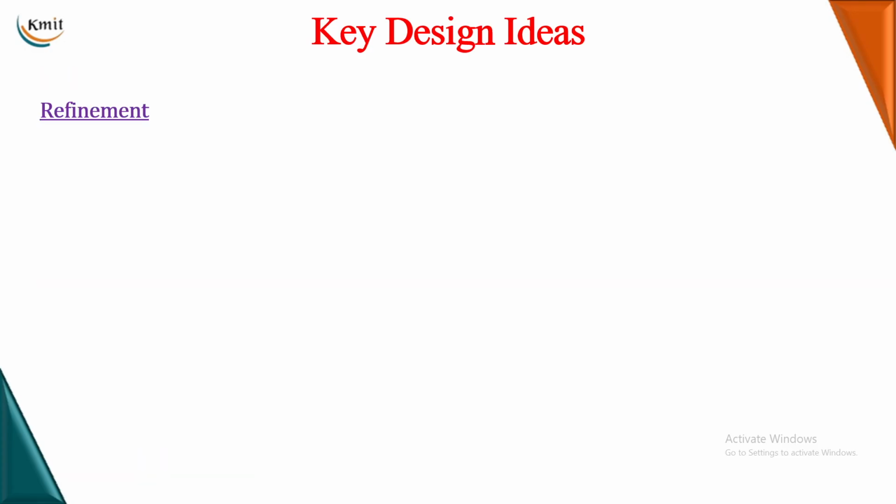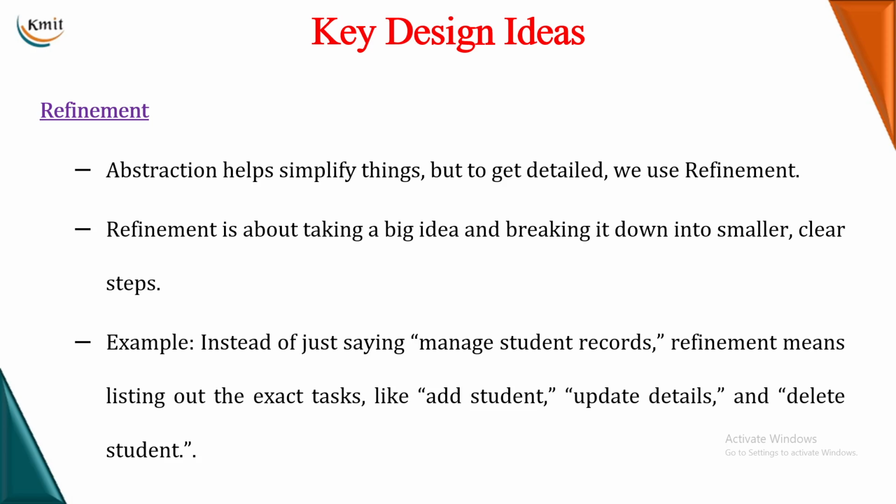The next component is refinement. Abstraction helps you to simplify things, but if you want detailed knowledge, then you have to go for refinement. Refinement talks about how a bigger idea is divided into smaller steps. For example, suppose you have one functionality called manage student records. Instead of simply saying manage student records, if you want to give details, you can say I'm adding a student, I'm updating student details, I'm deleting a student. Giving details is called refinement.